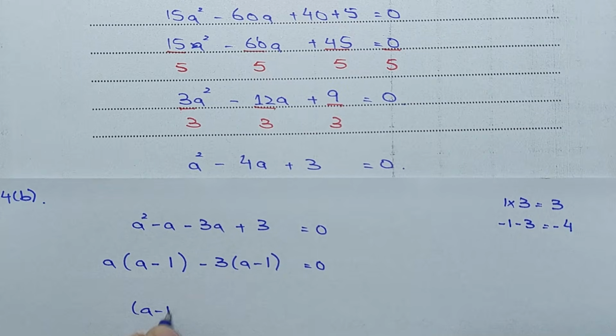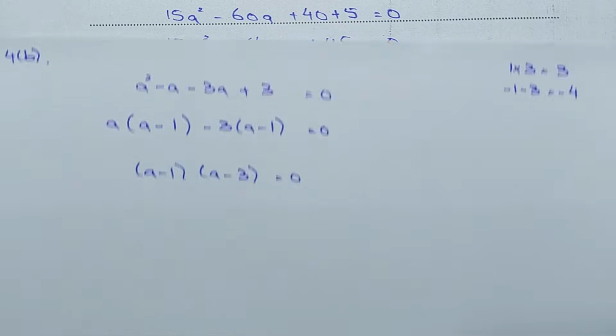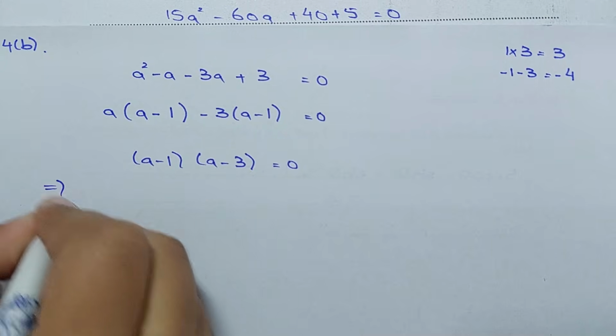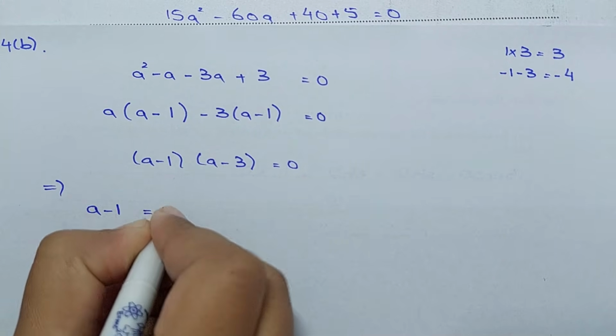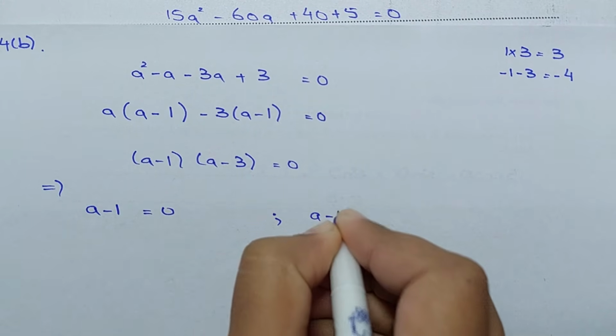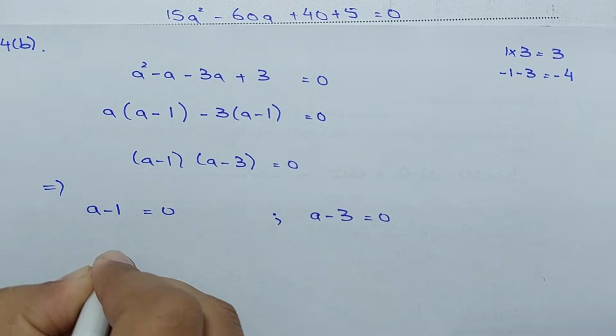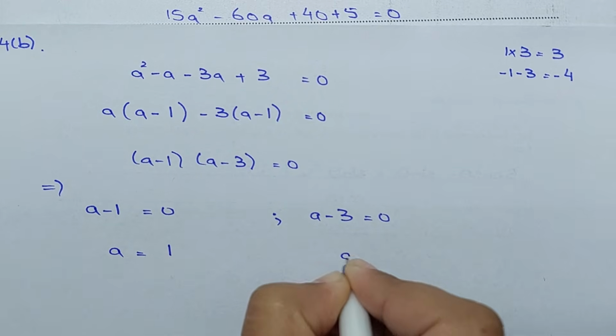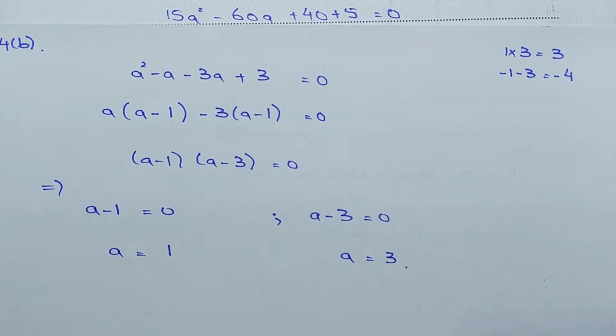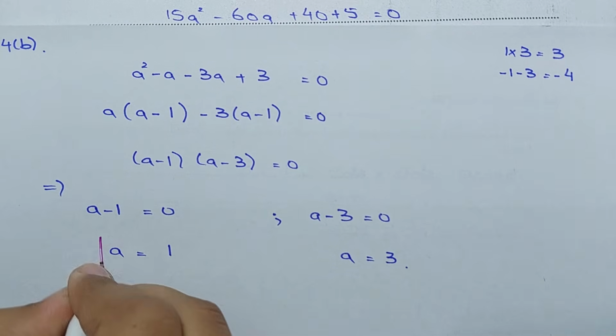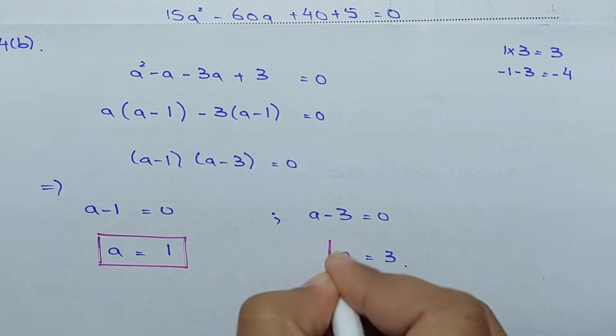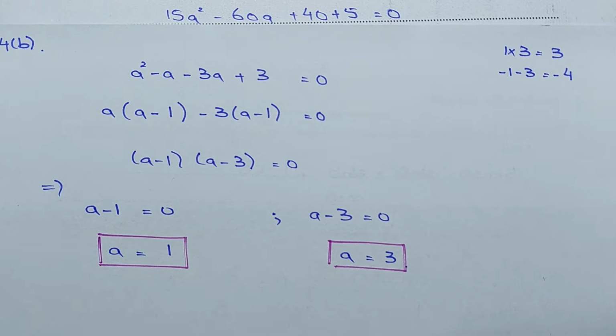Factors are a minus 1 and a minus 3 equals to 0. So put both factors separately equals to 0. From here a minus 1 equals to 0, a minus 3 equals to 0. So from here the a value is 1 and here the a value is 3. So these are the two possible values of a, which is 1 and 3.